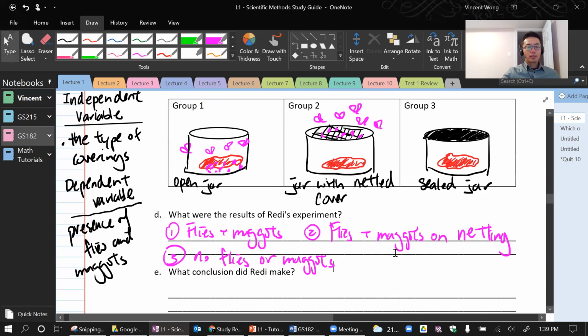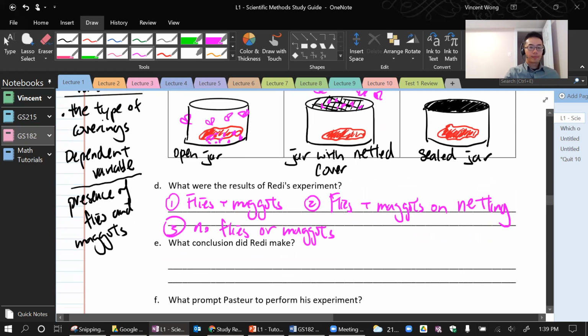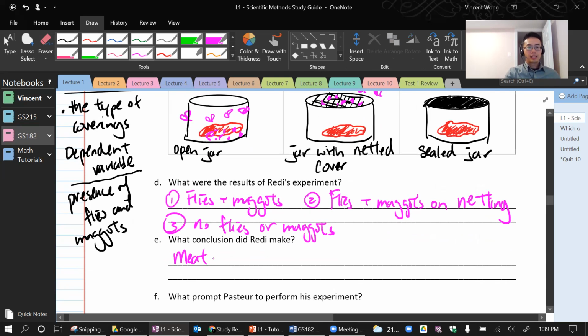So what conclusion did Redi make? Meat does not produce flies or maggots. Only flies produce flies. So that's his conclusion.